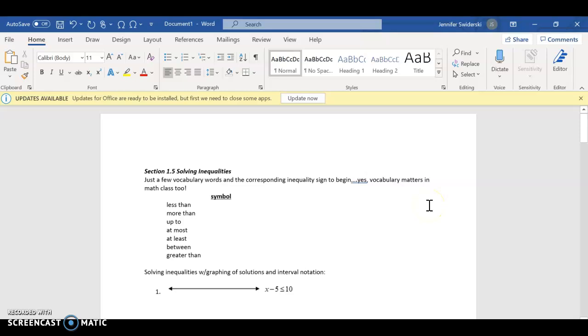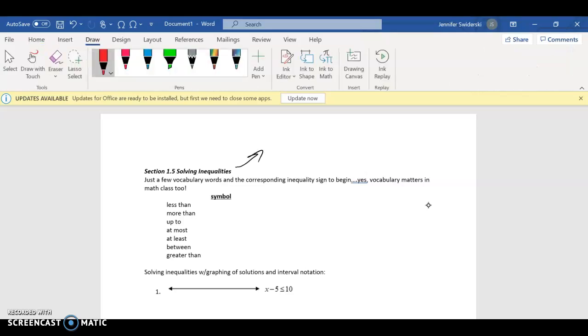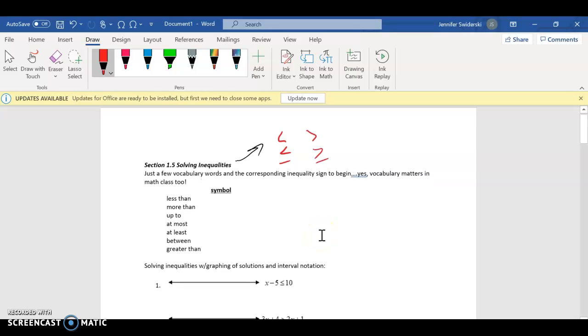All right, guys, section 1.5 is on solving inequalities. So we've been talking about solving equations, and equations are where we have one answer, right? And inequality, you learned this term in sixth grade, maybe fifth grade, okay? These have multiple answers. So usually you might remember inequalities are less than or equal to, greater than or equal to, okay? So just a few vocab words, like I said.